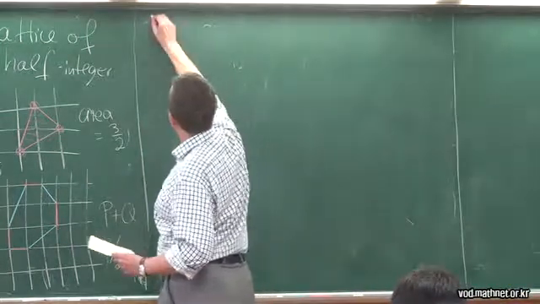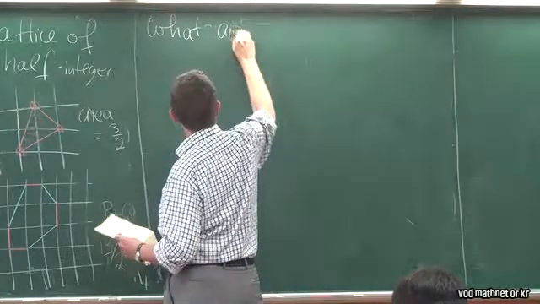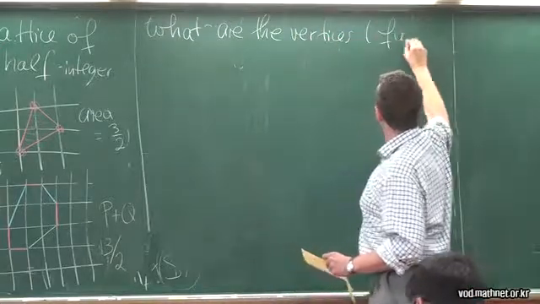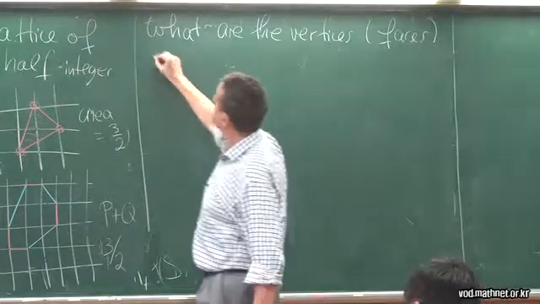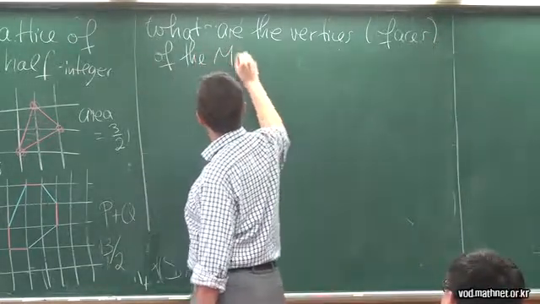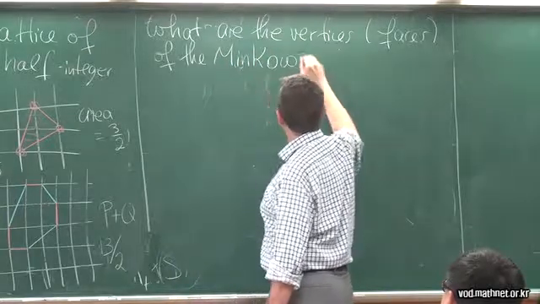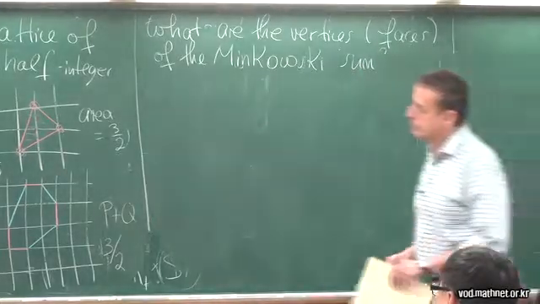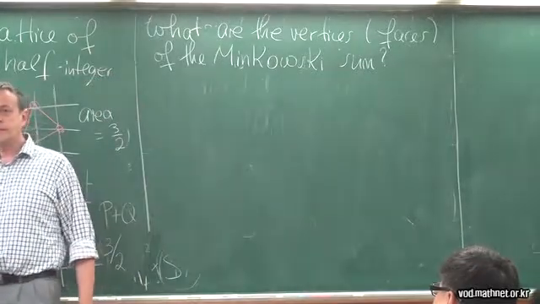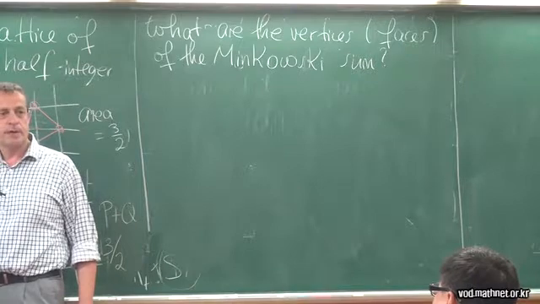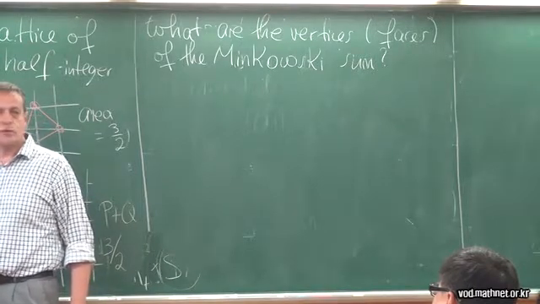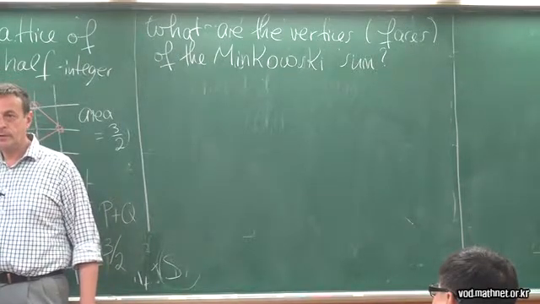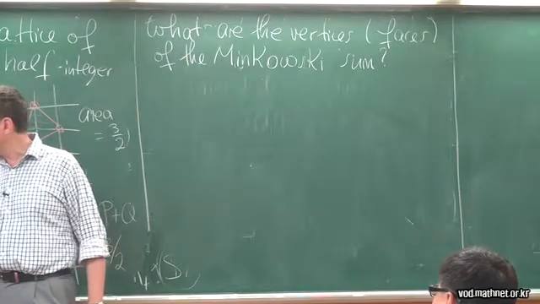Okay, what about the vertices? What are the vertices, or faces more generally, of a Minkowski sum? Well, a vertex of P is a point in P at which a linear functional is minimized. Likewise here, right? Suppose you have a linear function that attains its minimum somewhere. By linearity, it attains the minimum at that point plus that point, right?